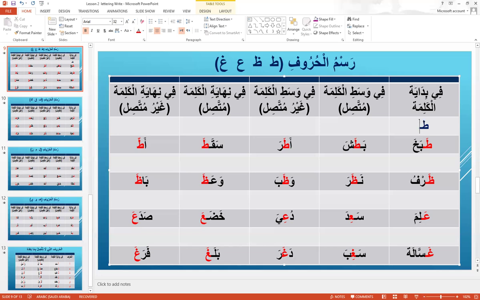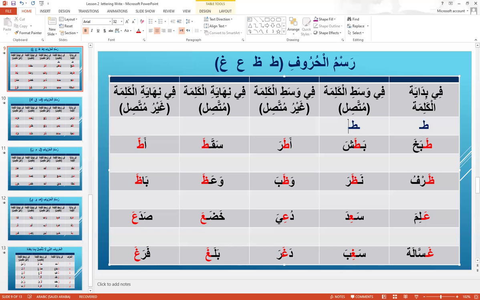Ta in the middle of the word, connected. So we have this connection on the right, because it's connected in the middle. Then we write Ta. Then we have the connection by default on the left.